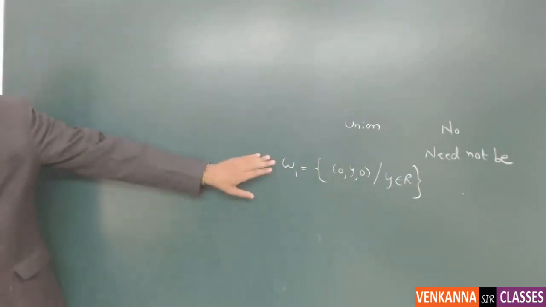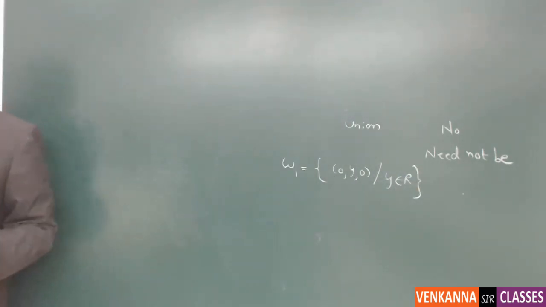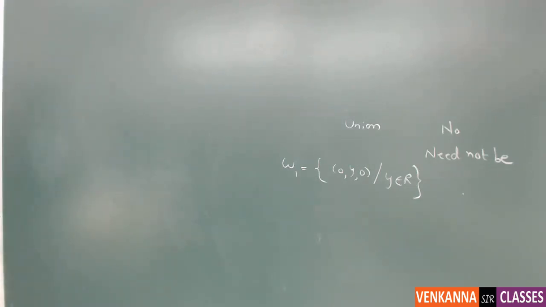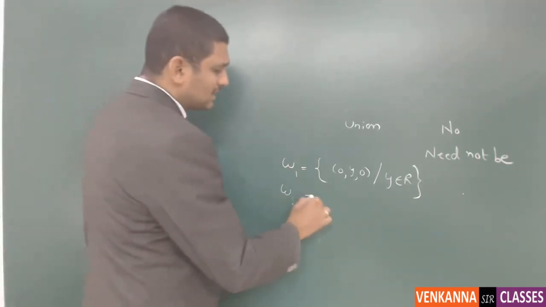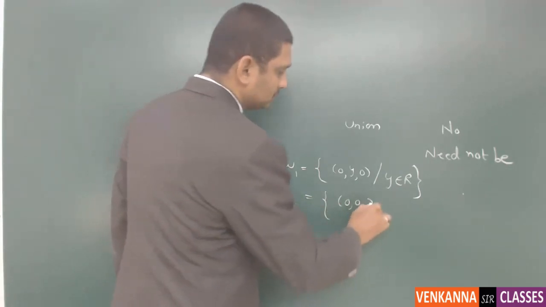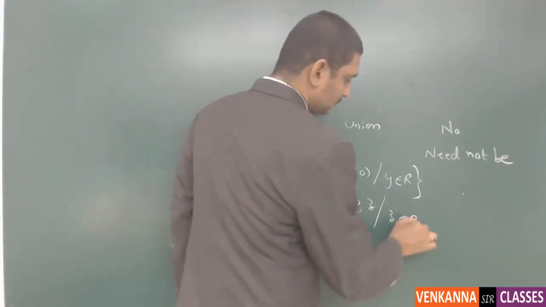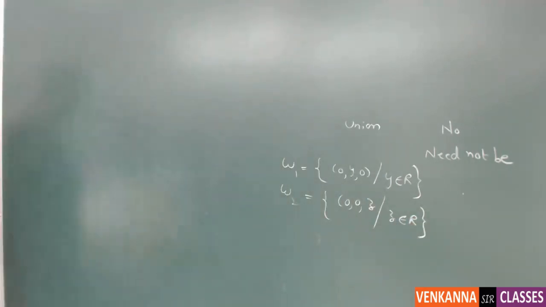So from this, what can we say about W1 on observing the pattern of the points? W1 is nothing but the y-axis. Agreed? Yes or no? So, if you take W2 of the form, it is nothing but the z-axis.